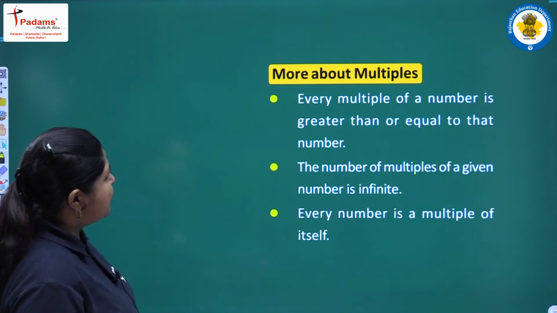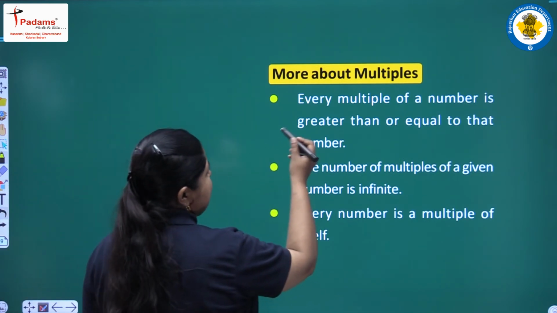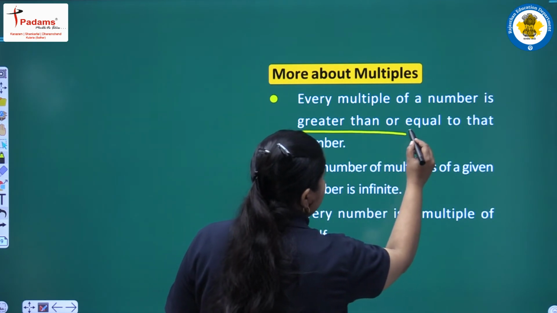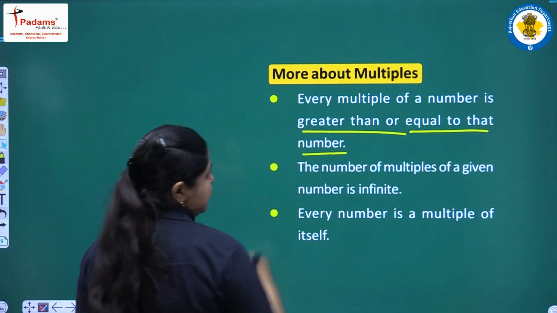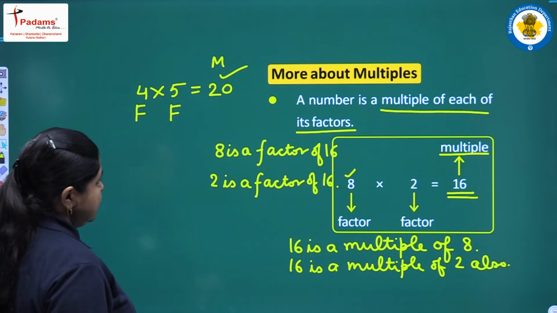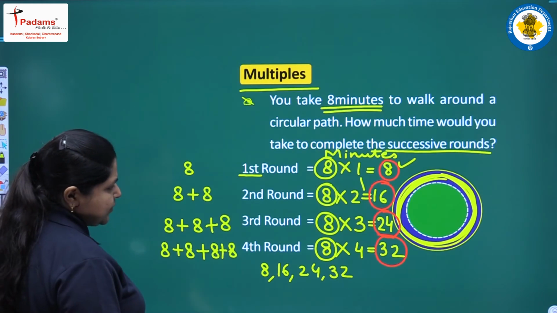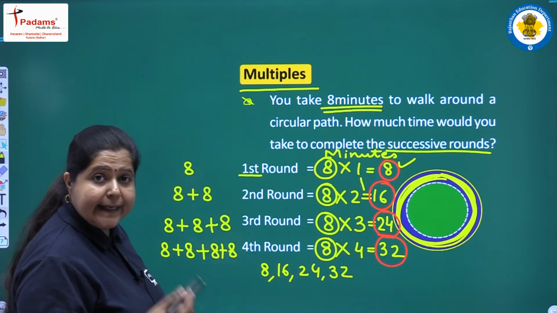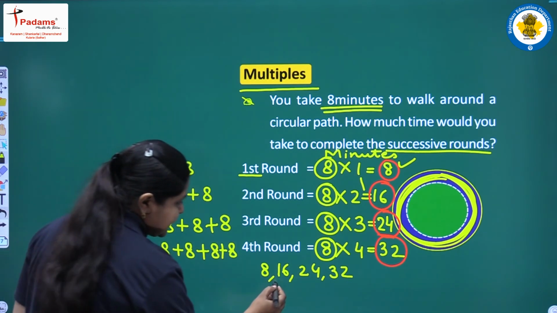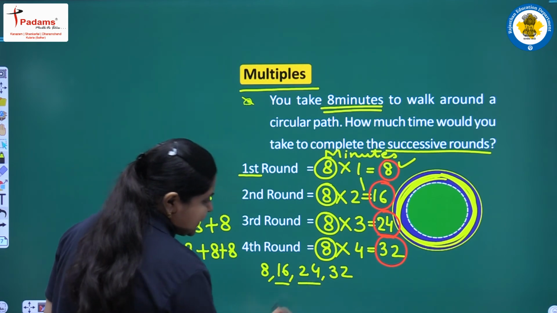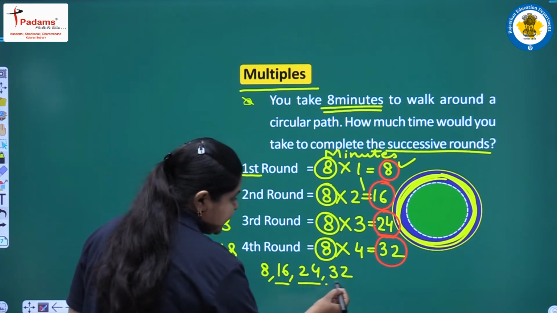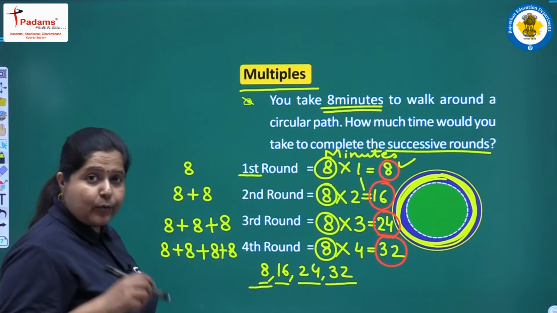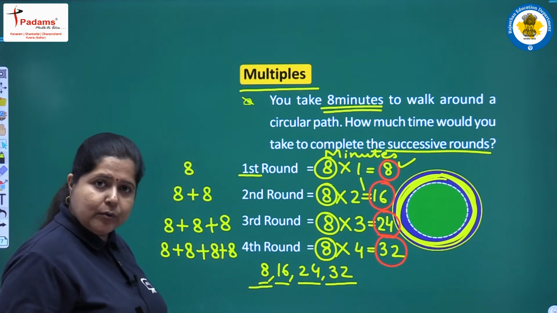Now again we move on to the multiples. Some more points we have. Every multiple of a number is greater than or equal to that number. You can see here, in this case also, the multiples are greater than the given number. You can see this 16 is greater than 8, 24 is greater than 8, 32 is again greater than 8, whereas it can also be equal to itself. This 8 is equal to 8.